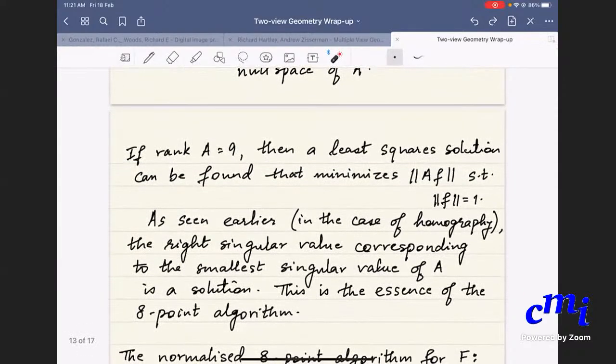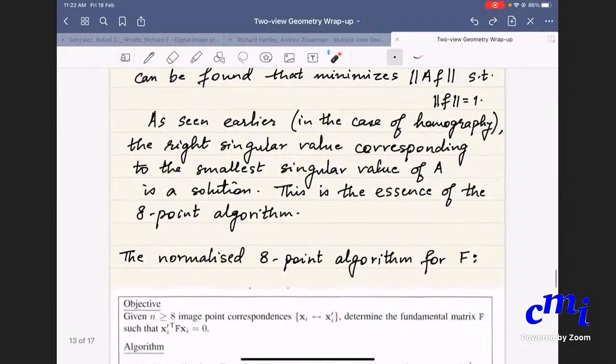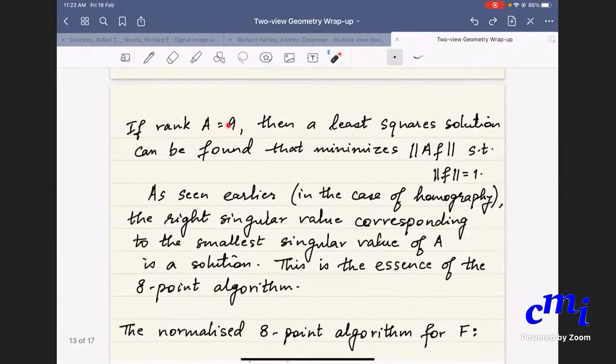So if the rank of A is 9, then the smallest right singular vector will give you your F. And this idea forms the crux of what we'll see later, the 8-point algorithm. The same thing can be done even when the rank of A is greater than 9. Strictly greater than 8 is what I should say. If the rank of A is strictly greater than 8, then this is how we can proceed. Now even though you can just proceed this way, this is not suggested because this is not numerically stable.